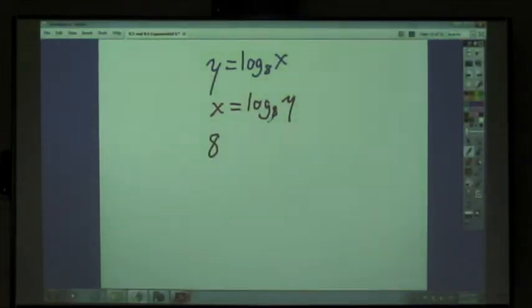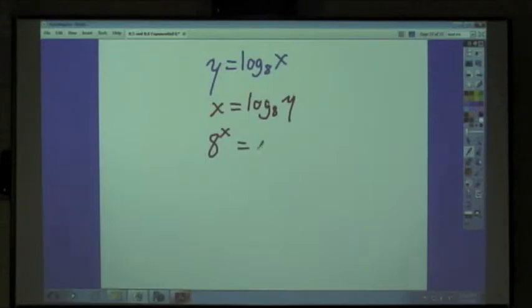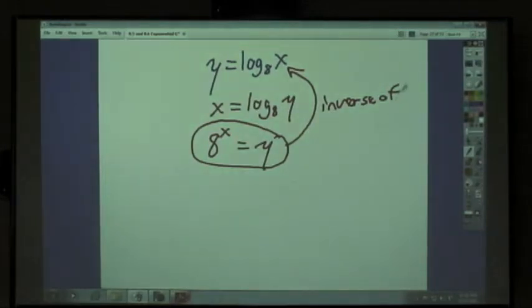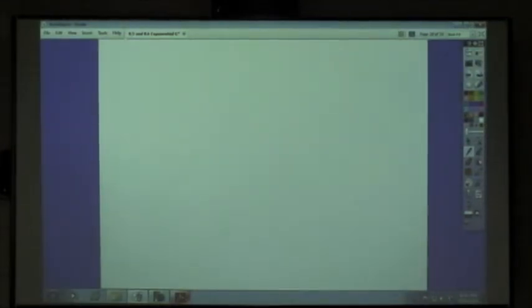So 8, this base, raised to this exponent, x, equals this y. You just solve for y. And notice it is an exponential function that is the inverse of a logarithmic function. So when you find the inverse of a logarithm, you should always end up with exponential. If you find the inverse of an exponential function, you should always end up with a logarithm.